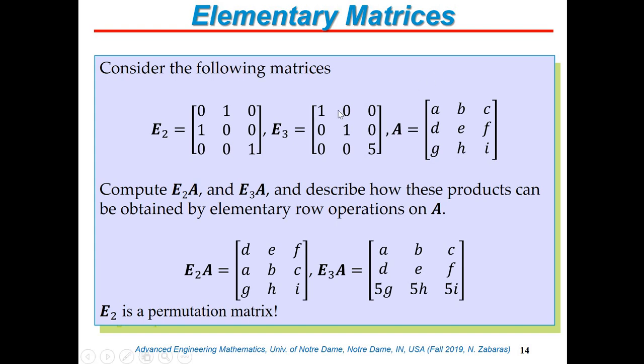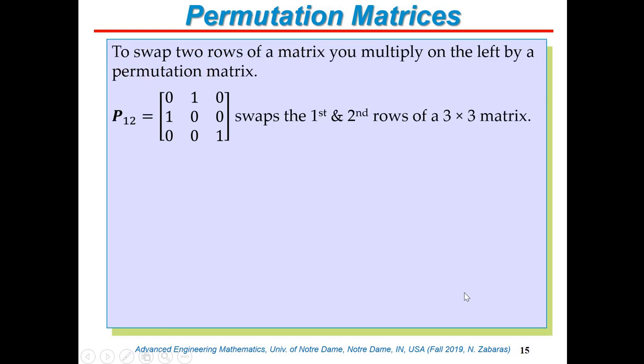The third matrix is trivial. Basically, it does not affect row 1 or row 2, but it multiplies row 3 by 5. Okay, so let's go back to the permutation matrices, the exchanging rows 1 and 2 that you see here. I denote this with subscripts P1,2 to emphasize that I'm exchanging rows 1 and 2.